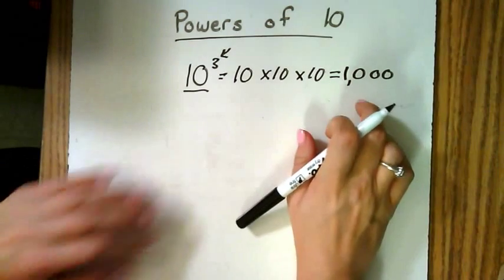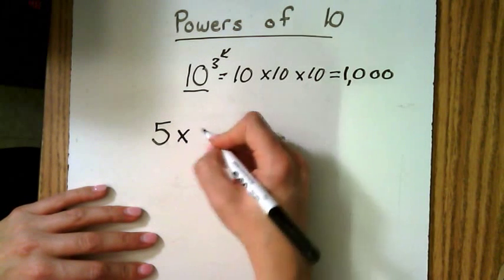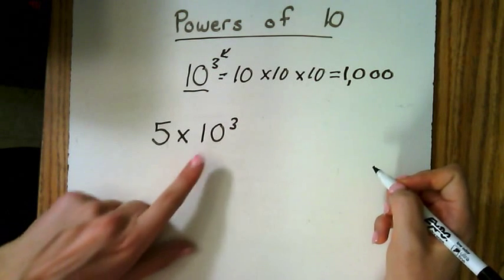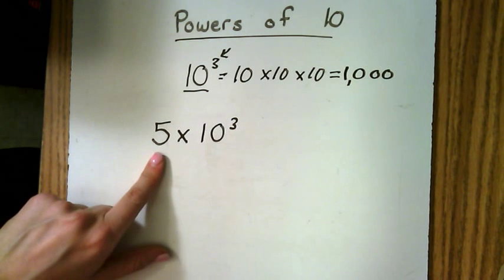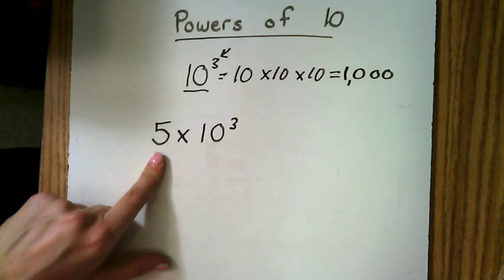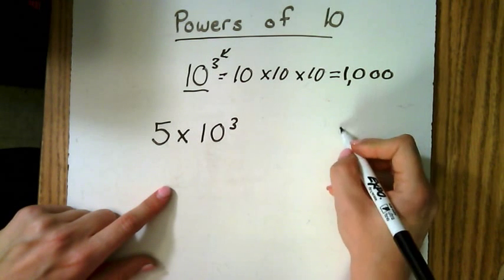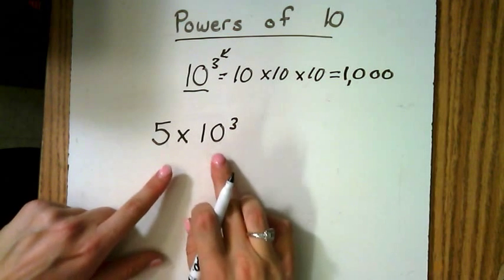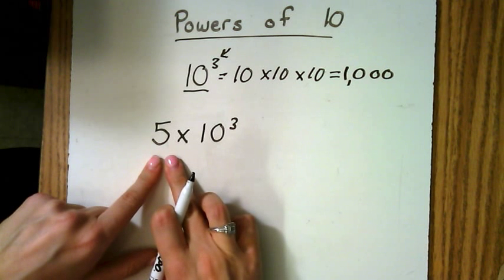We also want to know what happens if we were to multiply a number, let's say 5, by a power of 10. In this case, we'll do 10 to the third. When we're doing this, all we're really doing is changing the value of this 5. Remember when we talked about place value and we said every time we move to the left, our number gets bigger by 10. So that's all we're doing here, increasing the place value of this 5.